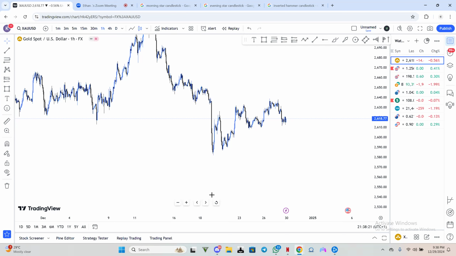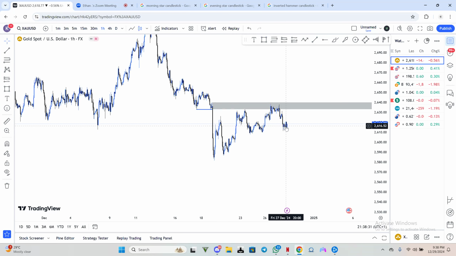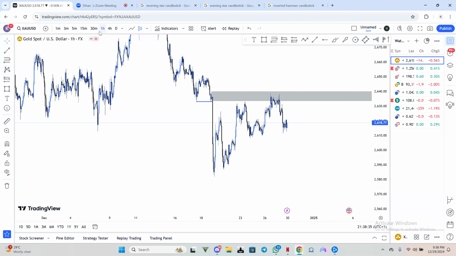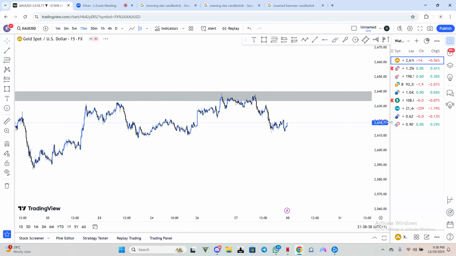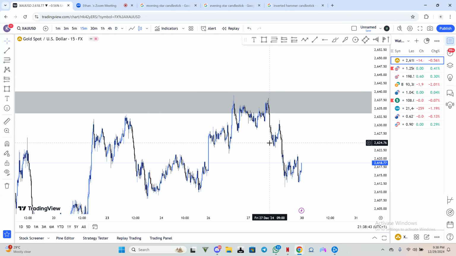Like I said, we are still bearish on gold. We should be looking for sell continuation. The price is currently on this supply level. Once it taps on the supply level, we go down to our 15-minute time frame to look for entry, after it has already tapped on the supply level.